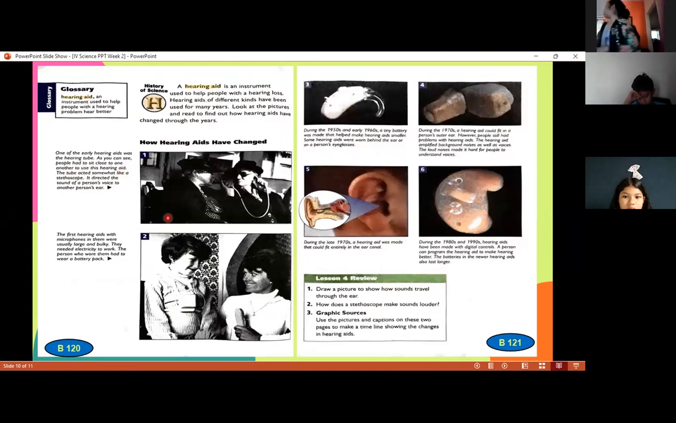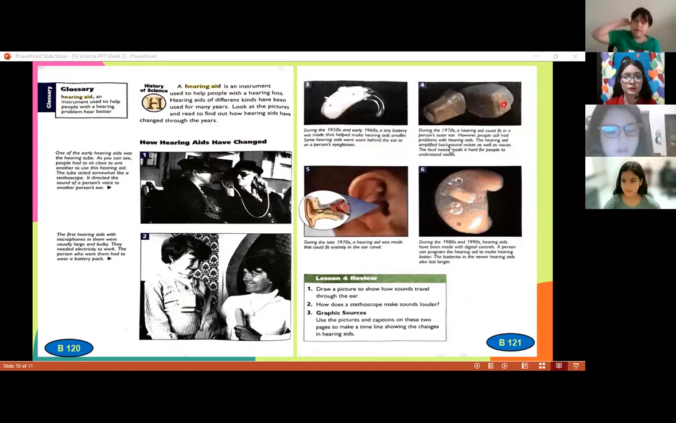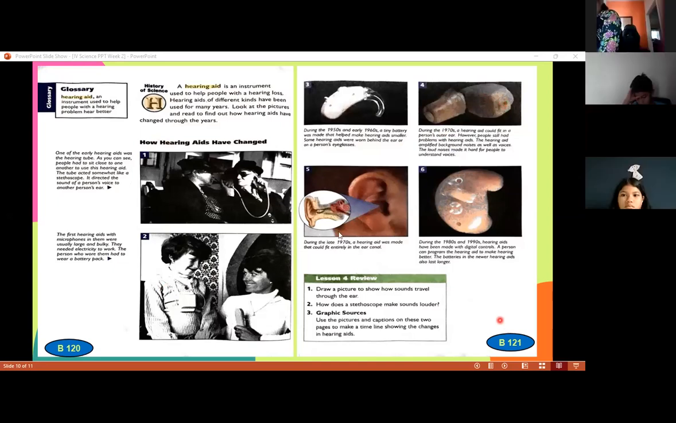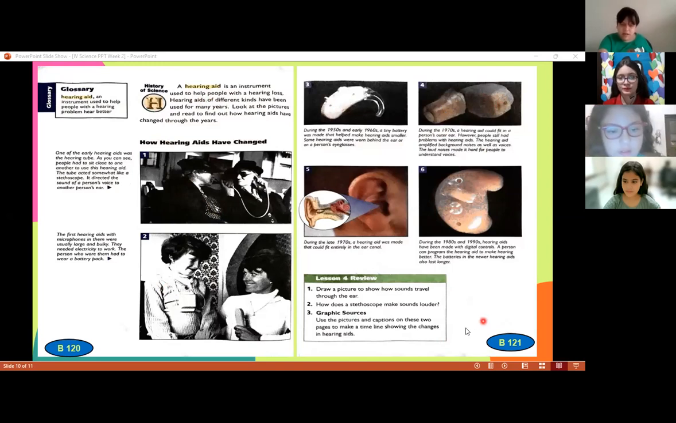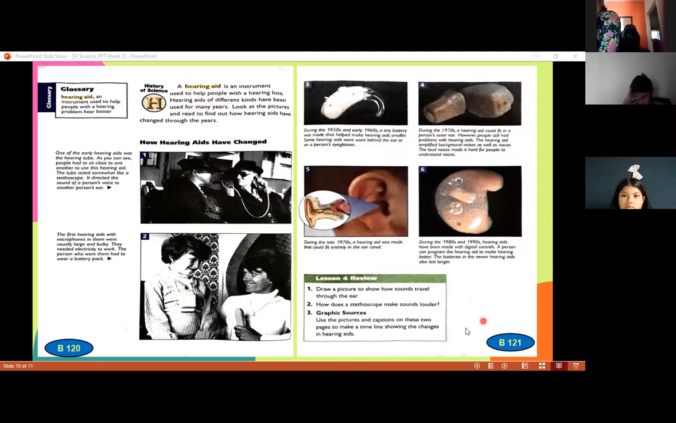Excellent. What happens, class, when someone cannot hear, like you can? People put an instrument there, and they can hear. They can hear by the use of this instrument. I don't have any relatives who use this type of thing, or maybe yes, but no. Okay, yes.